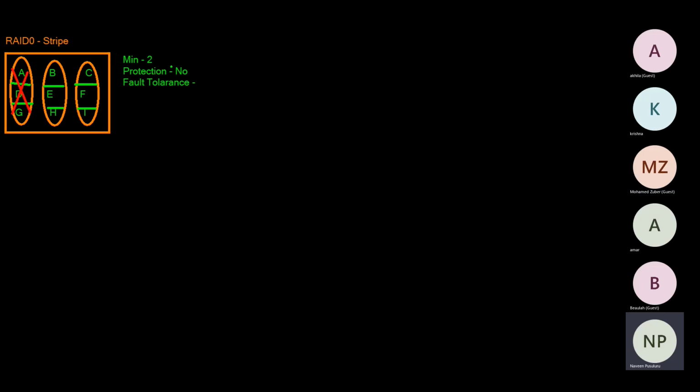RAID 0 is a useless RAID. Even a single disk failure will lose the data. For example, I just explained, the first disk failed. Whatever data I have in this hard disk, I'm going to lose it, because RAID 0 is an unprotected RAID. It does not have any protection. Even if the second disk fails, then we'll lose the data inside the drive, like B, E, H. RAID is applicable to all the disks in the pool.